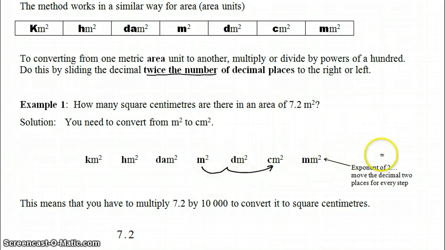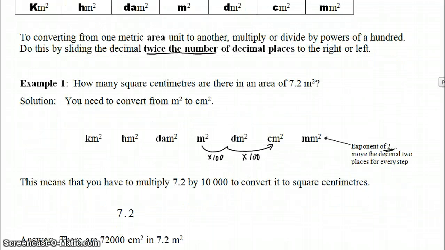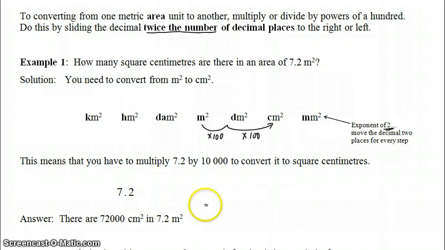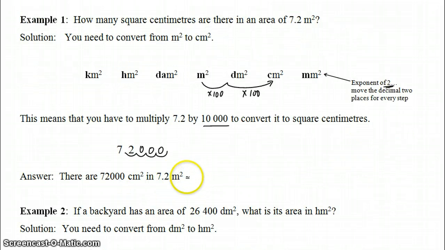But because it's exponents of 2, we will be moving the decimal 2 places, so that would actually be times 100 for each of these steps. Again, more difficult to remember, just have to remember to slide the decimal twice as many places. So multiplying by 10,000 is the same thing as sliding the decimal 4 places to the right. 1, 2, 3, 4. Fill in with the zeros, and there's the answer: 72,000 centimeters squared in 7.2 square meters.